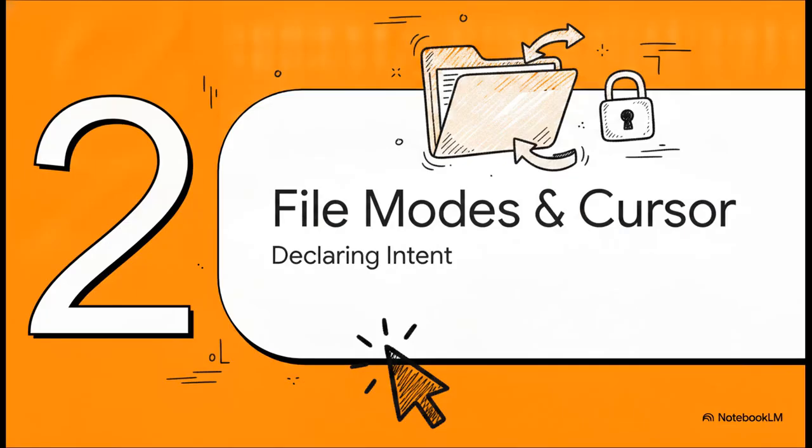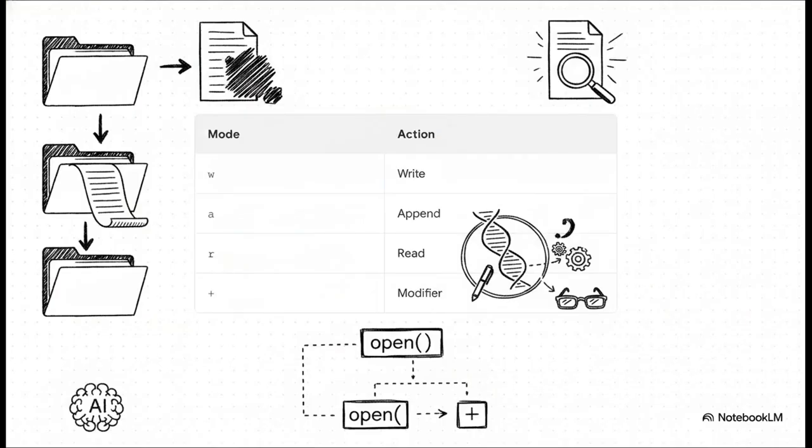Section 2, file modes and the cursor. Before we actually read or write anything, Python makes us declare our intent using specific modes. W stands for write, but careful here, because it completely overwrites existing data. If you want to keep the old text and just add to it, you use A for append. R, as you might guess, is strictly for reading. And if you attach a plus sign, like W+ or A+, you're basically granting Python permission to read and write at the exact same time.